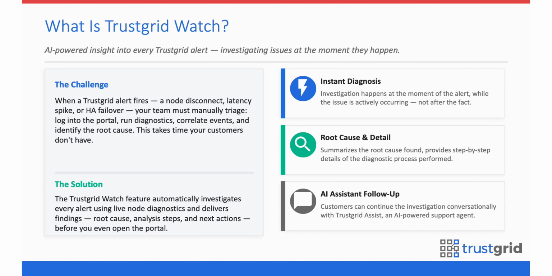Today, whenever a Trustgrid alert occurs, your team has to manually triage this by logging into the portal, running diagnostics, potentially correlating events, and ultimately trying to find the root cause through this process. Trustgrid Watch provides a solution where alerts are instantly triaged using live node diagnostics, trying to find the root cause and then providing detail on what actually was analyzed, and also providing the ability to follow up on these analyses through a Trustgrid AI assistant.